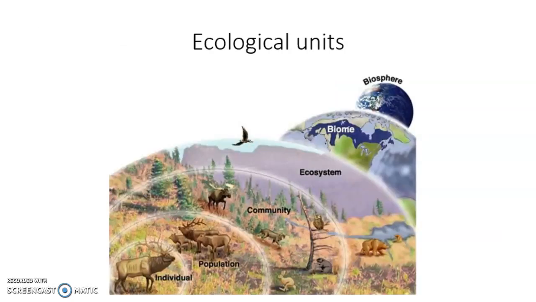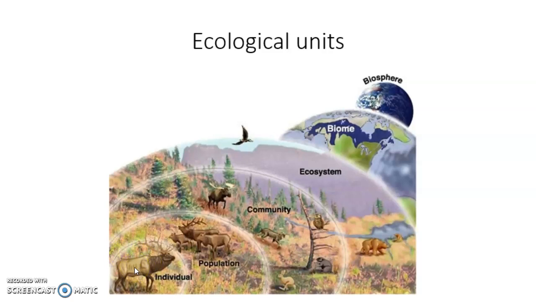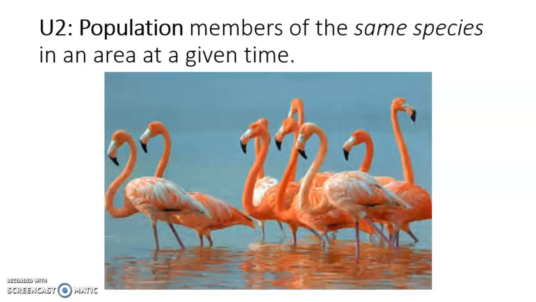When we're studying ecology, we have to think of different realms or layers of interactions between living things. We've discussed species. If we move up from the species layer, we get what's called a population. Now, a population would be members of the same species living in a given area at a given time. So we have a population of flamingos in this image here.